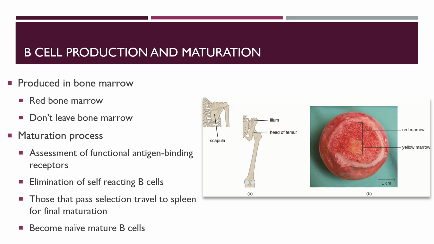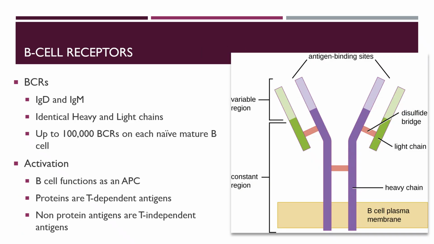So again, B cells are produced in the bone marrow, the red bone marrow specifically, but they don't leave and go anywhere. They just stay right there in the bone marrow and they mature there. In the maturation process, they are assessed for their antigen binding receptors. Any of the B cells that are self-reacting, just like the T cells that don't go after the right thing, they go after self cells, they're eliminated. Those that pass the selection travel to the spleen, and they do their final maturation in the spleen. And at that point, they are released and become naive, mature B cells.